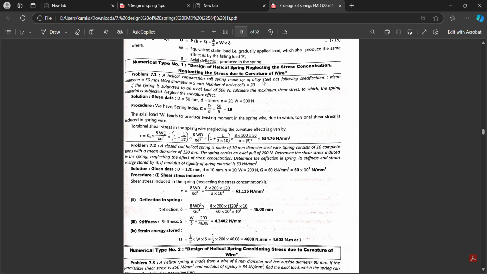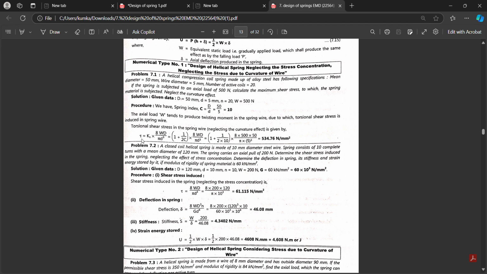It is made of alloy steel and the following are the specifications of the spring. The mean diameter of the spring is 50 mm, wire diameter is 5 mm, number of active coils is 20. Given data: D is equal to 50 mm, d is equal to 5 mm, N is equal to 20, and the load applied on the spring is 500 Newton. If the spring is subjected to the axial load of 500 Newton, calculate the maximum shear stress induced in the spring.